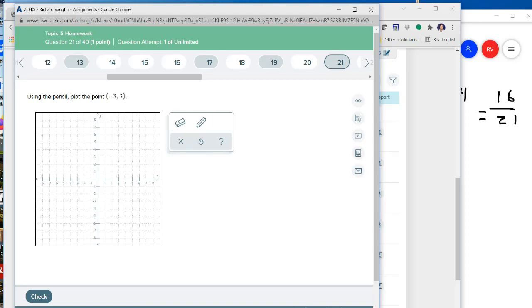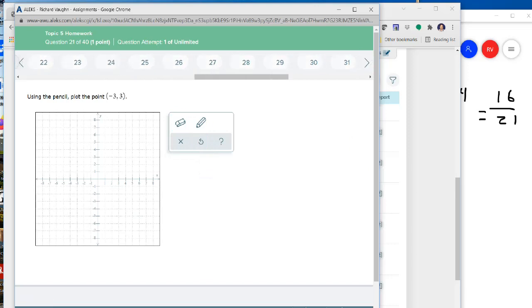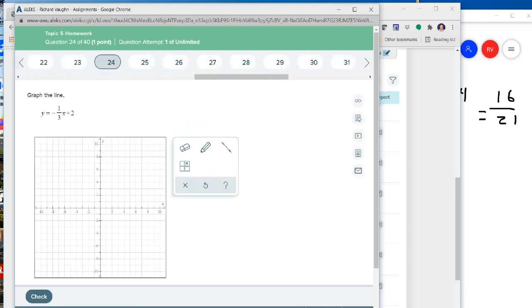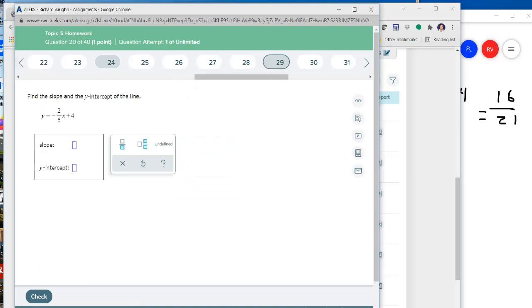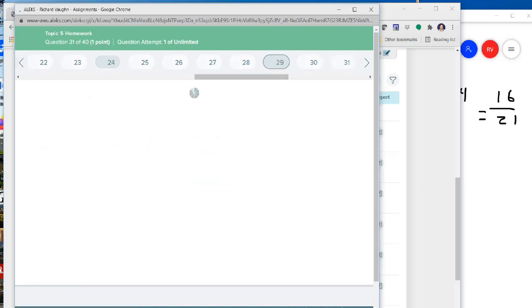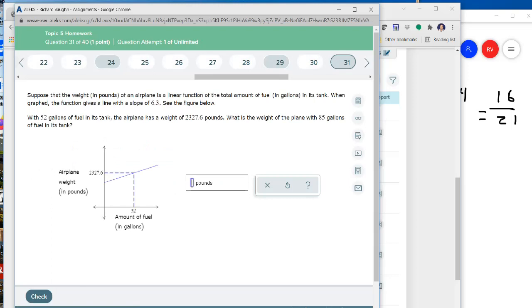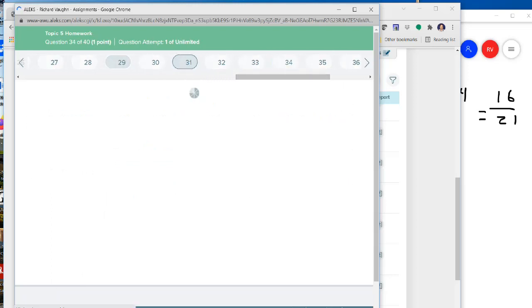We'll get into point plotting on a Cartesian coordinate system and graphing lines using slope and y-intercept. Slope and y-intercept, linear equations with 2 variables instead of 1, and interpretations and word problems that involve those.